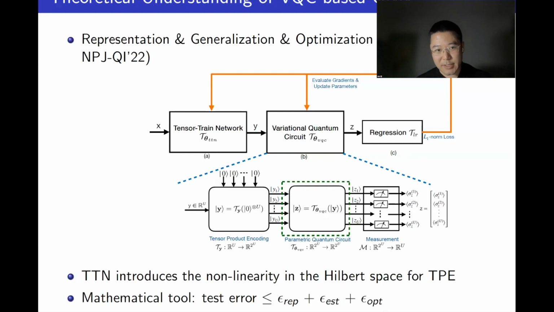In this part, I will show our recent work on the TTN frequency. Let's recall that a variational quantum circuit has three components. The first component is tensor product encoding to convert the classical input data to quantum states. The second part is the parametric quantum circuit, which involves many adjustable quantum gates to fine-tune the model parameters, and then we do the measurement. Our new architecture is a little bit different.